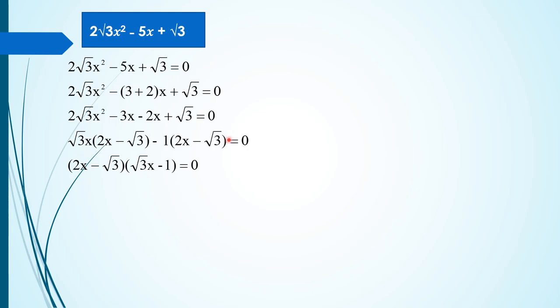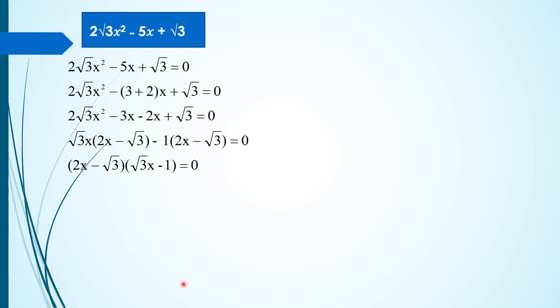Grouping of first two terms as one group and last two terms as other group. From the first two terms I can take out root 3x as common. If you take root 3x common from the first two terms, here the remainder is 2x, here the remainder is root 3. From the last two terms take minus 1 common into 2x minus root 3 is equal to 0. Now from the two groups, 2x minus root 3 is common. In the first group the remainder is root 3x, in the second group the remainder is 1. Therefore, we factorize this polynomial as 2x minus root 3 into root 3x minus 1.